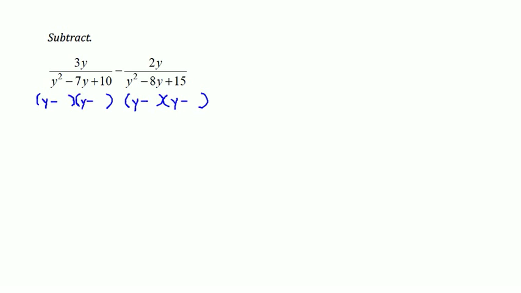So the first one, 2 and 5 are the numbers that work. And for the second one, 3 and 5 are the numbers that work. Now that both denominators are factored, I'm ready to go ahead and find my LCD.